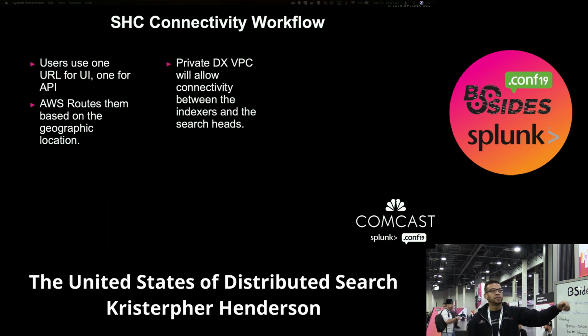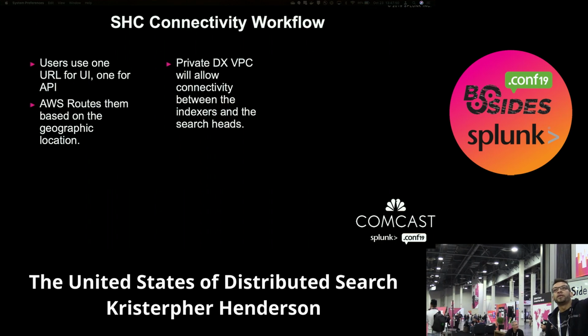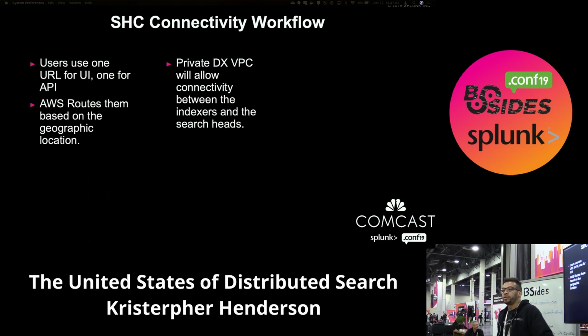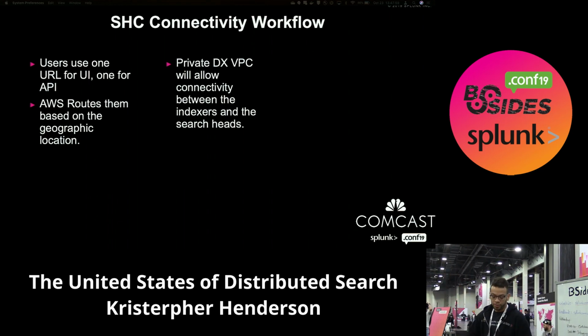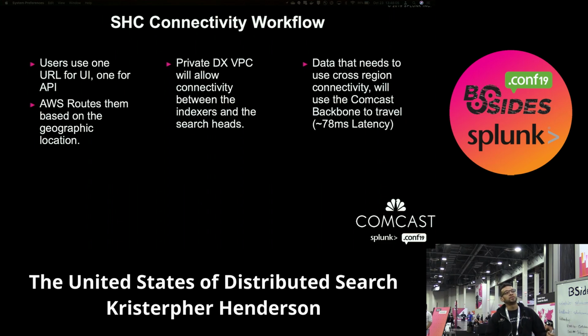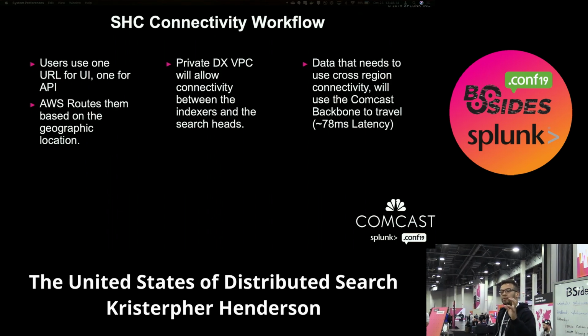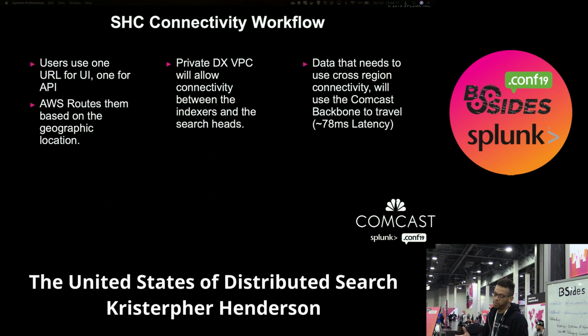Our private DX VPCs, this is just a fancy term for virtual private clouds that are connected directly to your company with either area routers or core routers. And that allows the connectivity between the indexers and the search heads. And then data that needs to use cross-region connectivity will use the Comcast backbone to travel. We're in sub-second latency right now, which is actually pretty good. We saw it creep up for a little bit, but then it started to go down as we made improvements. So that essentially means that a search head that's possibly in Virginia can communicate with a search head that's possibly in Washington in under 78 milliseconds to do bundle replication.